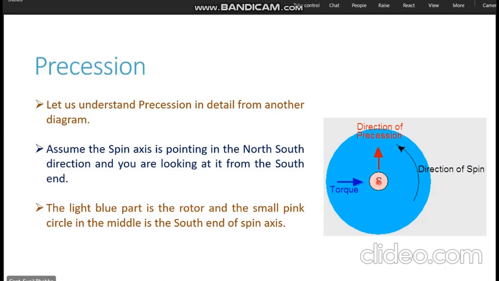Now the spin axis will be going into the screen and coming out from the screen towards you. That's how the orientation of the spin axis is. And since you are looking at it from the south end, we have represented it by letter S. So this is the south end of the spin axis. And the rotor is spinning in this particular direction. That means looking from the south end, it is spinning anti-clockwise. So this curved black arrow gives us the direction of spin of the rotor.